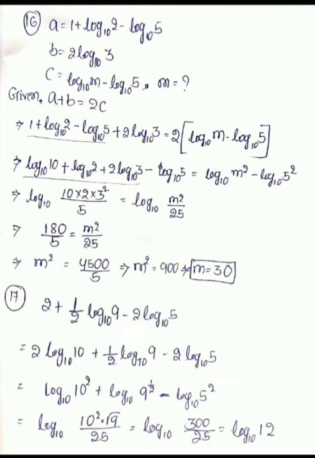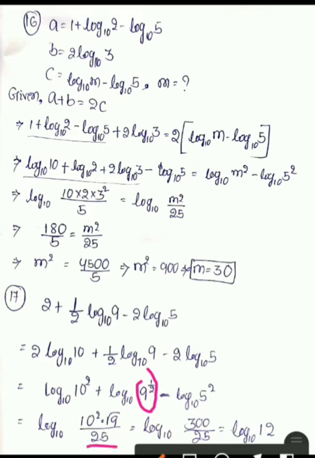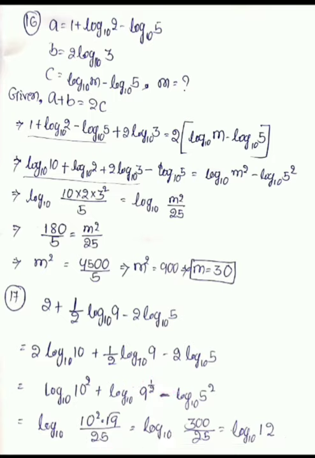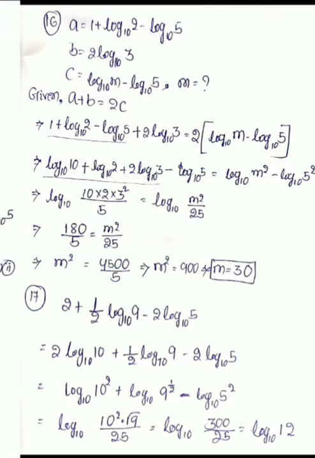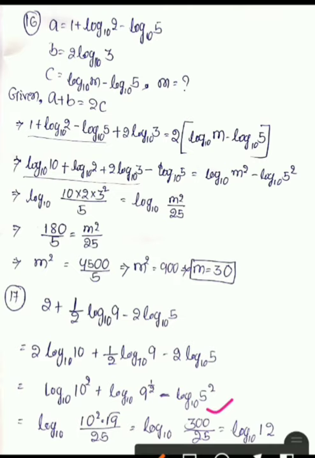Now, using the product law and quotient law, it will be 10 square into 9 to the power half, which means root 9, and 5 square means 25. Minus is given, so it will be in the denominator. 10 square into root 9 means 100 into 3. 100 into 3 by 25, it is 300 by 25 is equal to what? Log of 12 to the base 10.